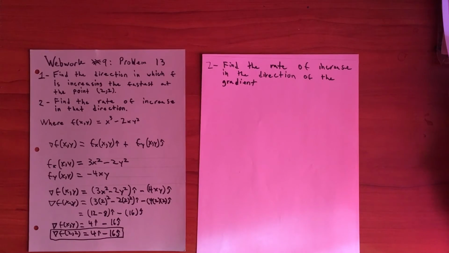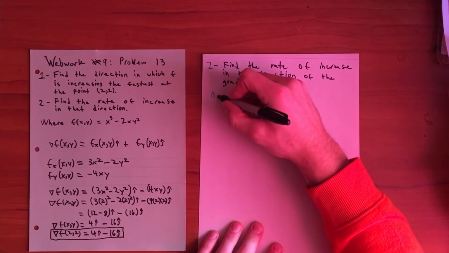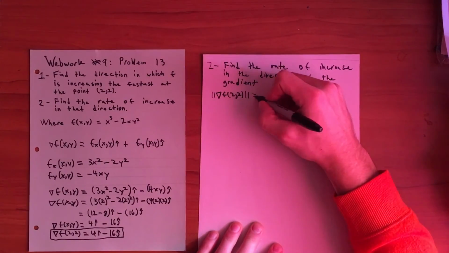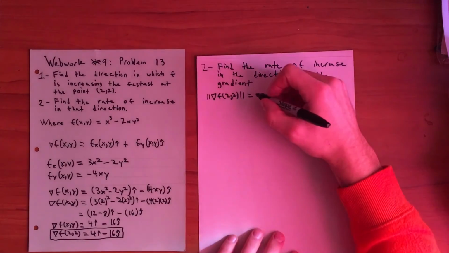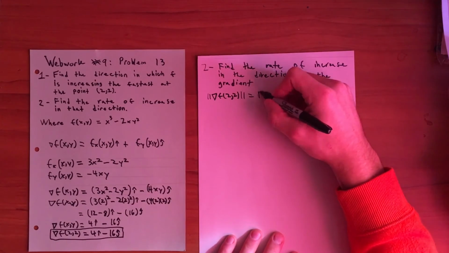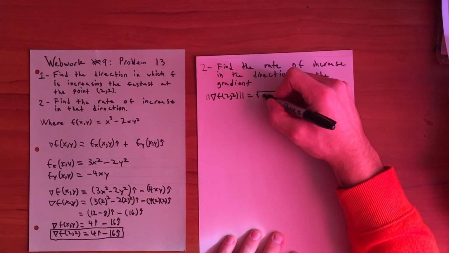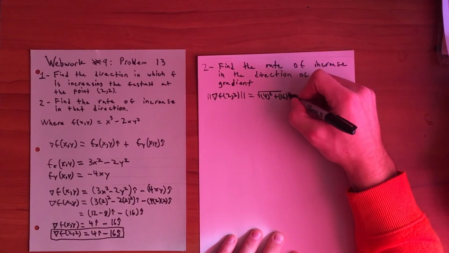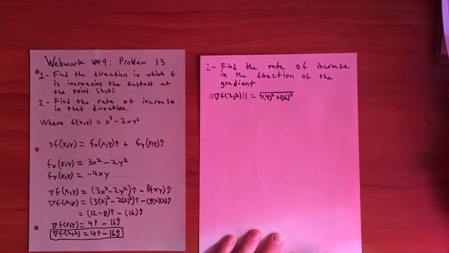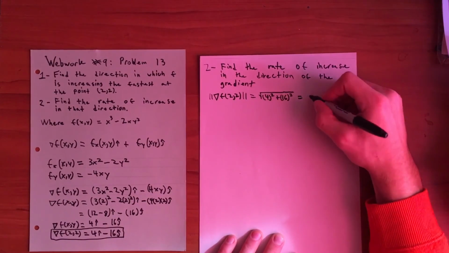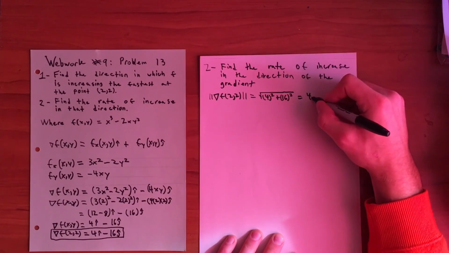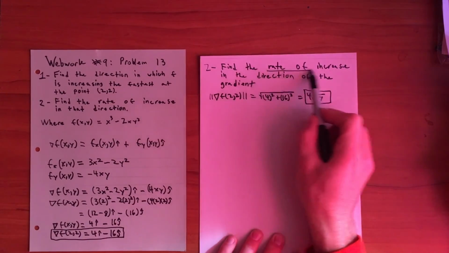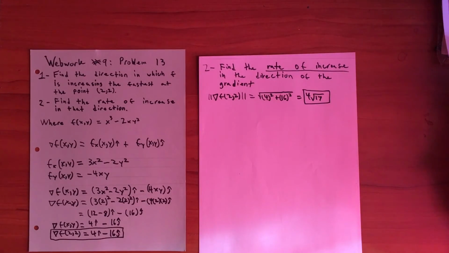So to find the magnitude, all we have to do is square both values under the square root. And that's going to be equal to 4 root 17, which is the rate of increase in the direction of the gradient. And we're done.